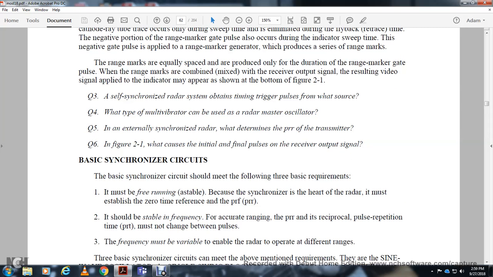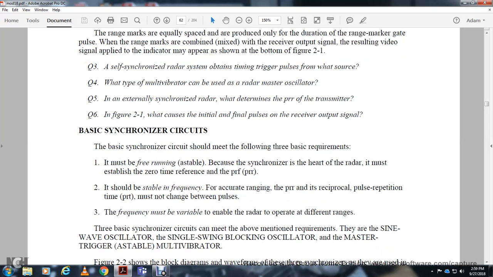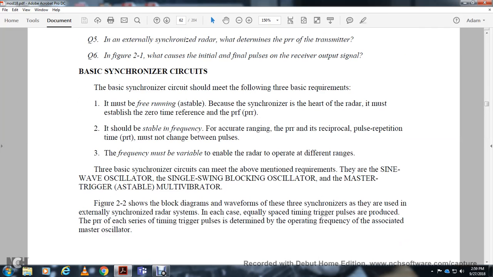Now the basic synchronizing circuit. The basic synchronizing circuit should meet the following three basic requirements. It must be free-running and stable, and able to control the synchronizer of the radar. It must establish a zero time reference for the pulse repetition frequency or pulse repetition rate, which should be stable and frequent, with the pulse repetition rate being the reciprocal of the pulse repetition time, and it must not change with the time between pulses. The frequency must be variable to enable the radar to operate at different ranges. Three basic synchronizer circuits can meet these requirements.